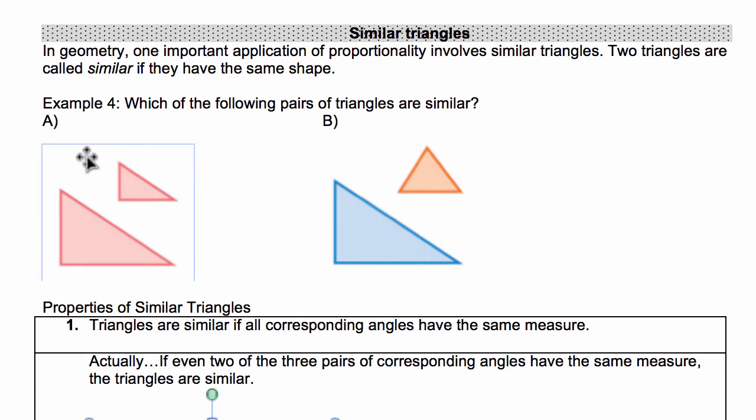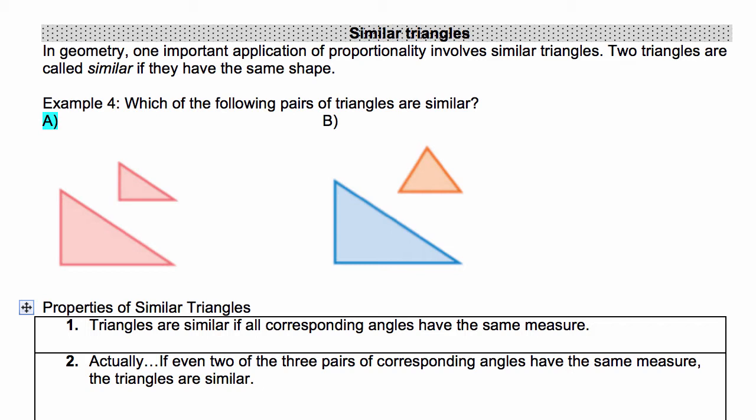Although the triangles on the left are different sizes, they appear to have the same shape, while the triangles on the right are different sizes and different shapes. So, although we can't be sure without taking measurements, the pair of triangles on the left appear to be similar.